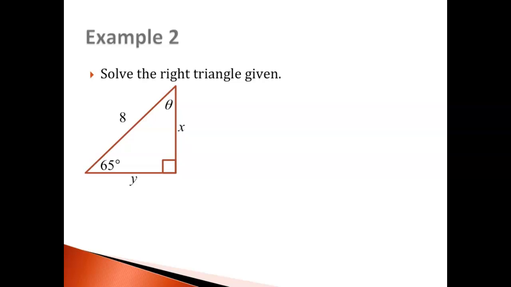Starting with the angle measure. Why? Because, well, we already have 2 angle measures, and the triangle sum theorem tells us that we can subtract both angles from 180, and what is remaining will be the angle I'm looking for. So theta is 180 minus 90 minus 65, and that comes out to be 25 degrees.